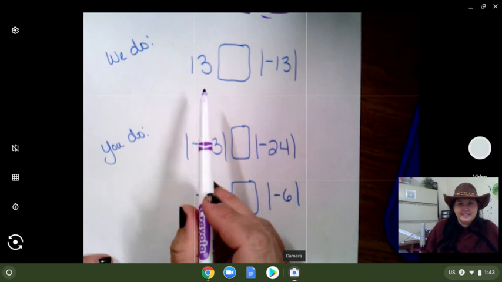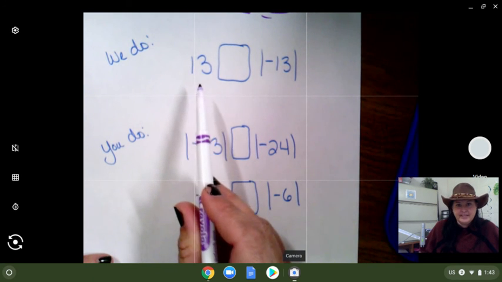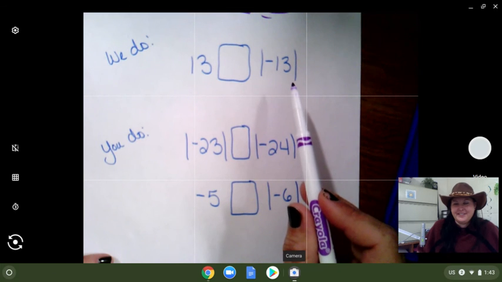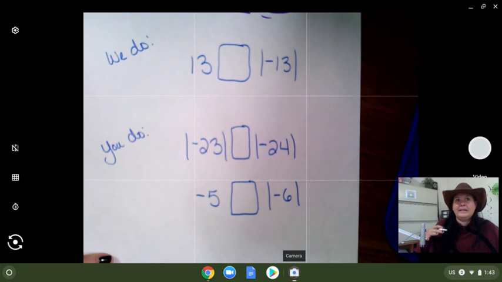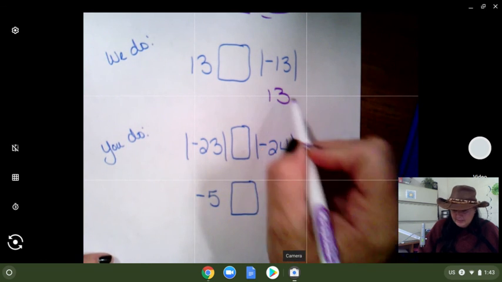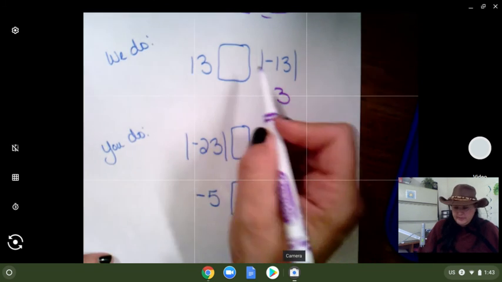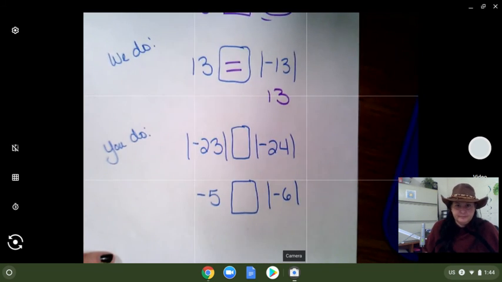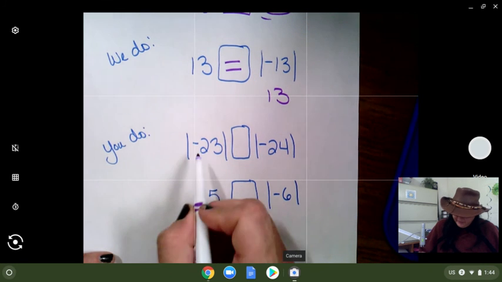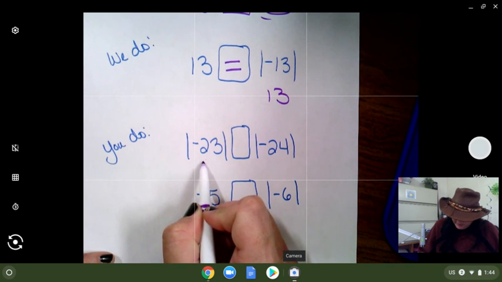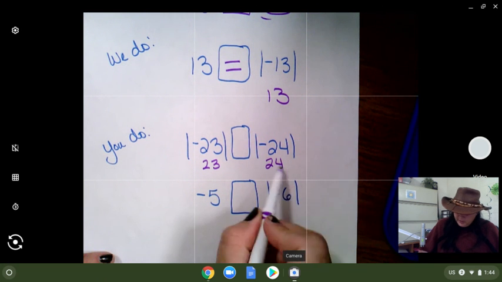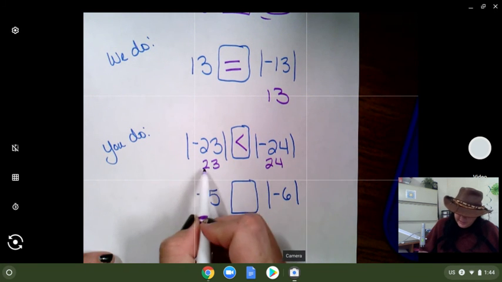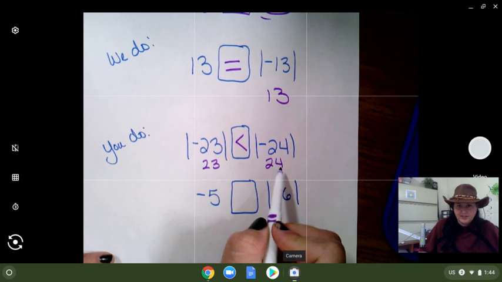So we have 13. This is a positive 13 and an absolute value of negative 13. So remember, absolute value always tells you how many spots away from zero the negative 13 is. That is 13 spots. So those two are going to be equal. All right, then we have a negative 23. The absolute value of that would be 23. Absolute value of this one would be 24. 24 is greater than the 23, so we have 23 is less than 24.